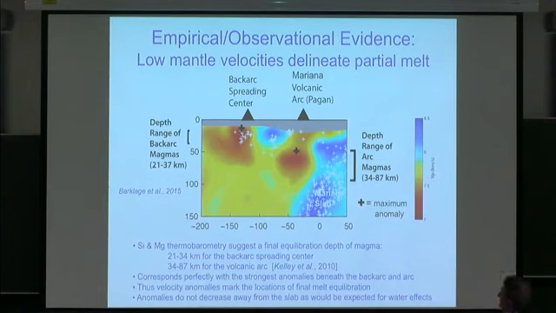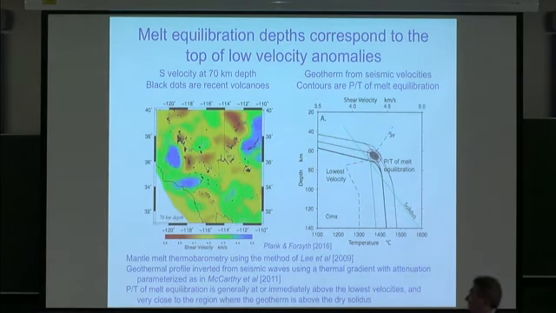So anyhow, there's really good correspondence between the depths of these anomalies that we're measuring here and what petrologists are inferring about the melts that are coming out of these systems. In this case, we have shallower systems for decompression melting beneath the backarc spreading center, somewhat deeper systems beneath the volcanic arc.